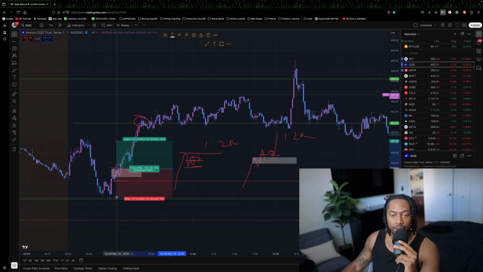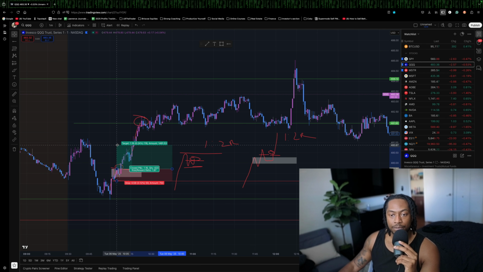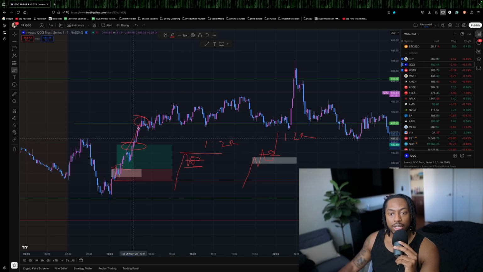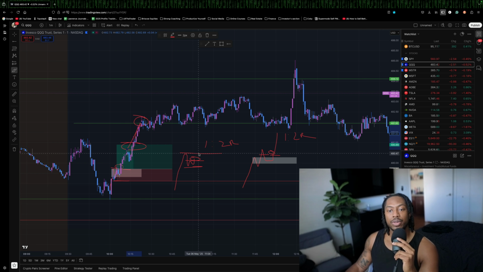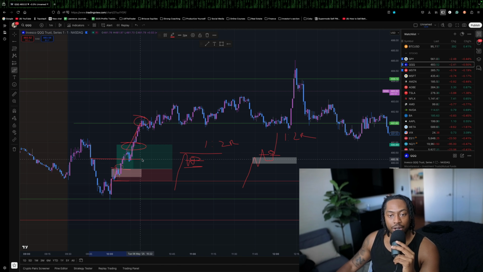So I would have entered right here. Boom, stop loss right there. 2R multiple, boom. We would have scaled out right here and let the runners run, and that would have been a nice win, which I did not do. Now, I didn't jump right in because I got stopped out right here.